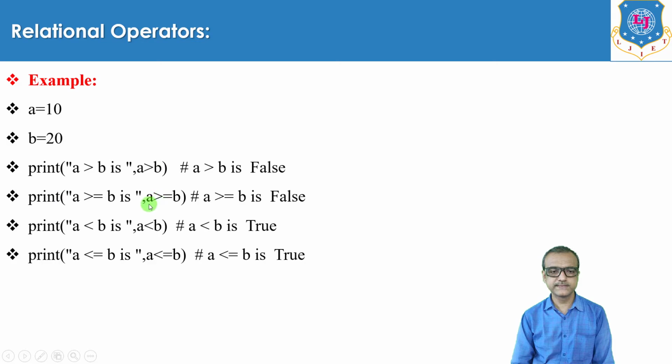Similarly, for this print statement, a is greater than or equals to b. Definitely 10 is not greater than or equals to 20, so its output is false. Now for this print statement, the value of a is 10 and b is 20 and 10 is less than 20, so it's true. Now for a less than or equals to b, definitely the value of a is less than 20, so the output is true.